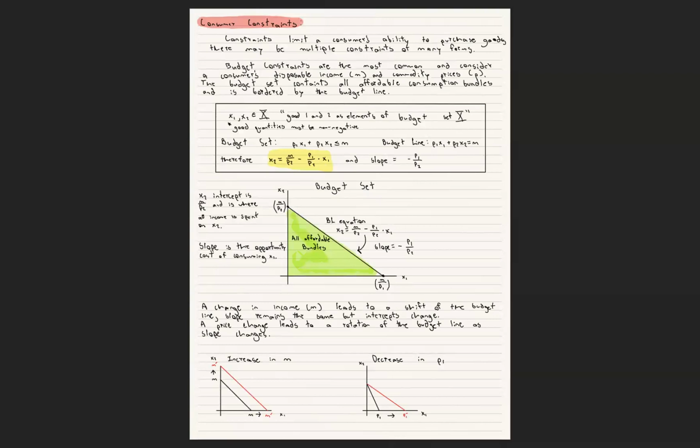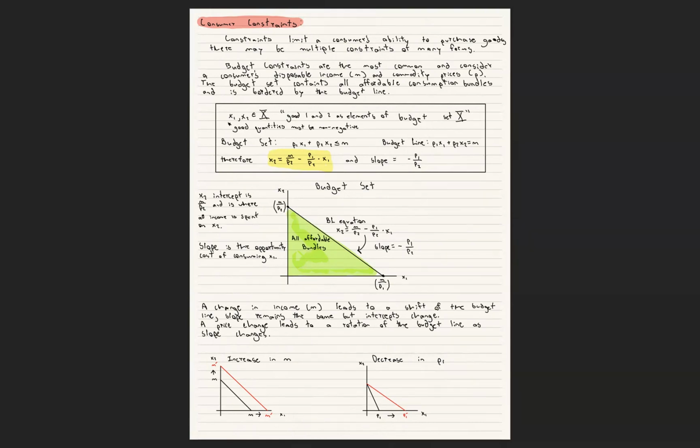So we're going to start with consumer constraints. So constraints basically just limit a consumer's ability to purchase goods, and there may be multiple constraints of many different variations and forms. The budget constraint is the most common that you're going to see, although your professor can get creative with different types. You're just going to treat them all as you would a budget constraint. So don't let yourself get confused on the final exam regarding those, any sort of wordplay that he does there.